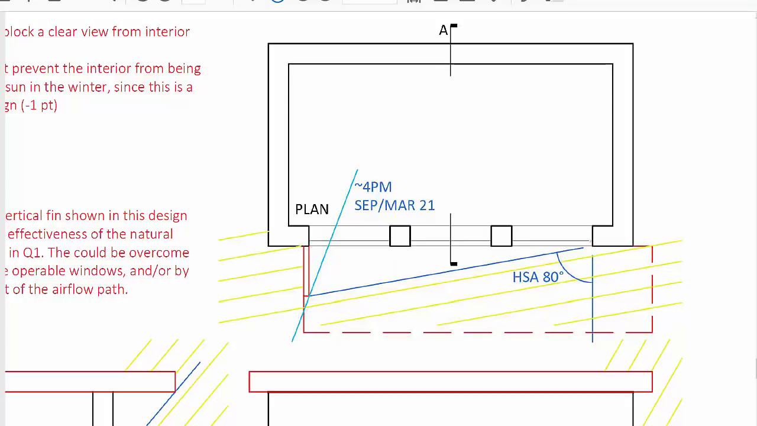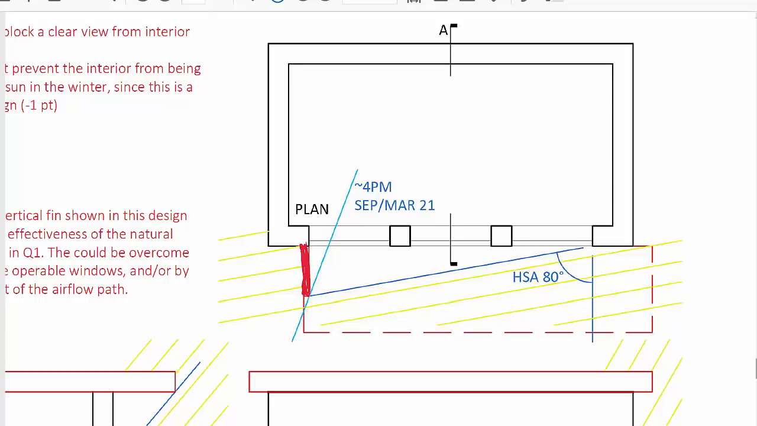So a better solution was actually to just move the vertical fin over to the westernmost side of the window so that I still allowed that morning sunshine into all of the windows, and I only blocked the late western sunshine. Incidentally, that vertical fin can go in a lot of places.